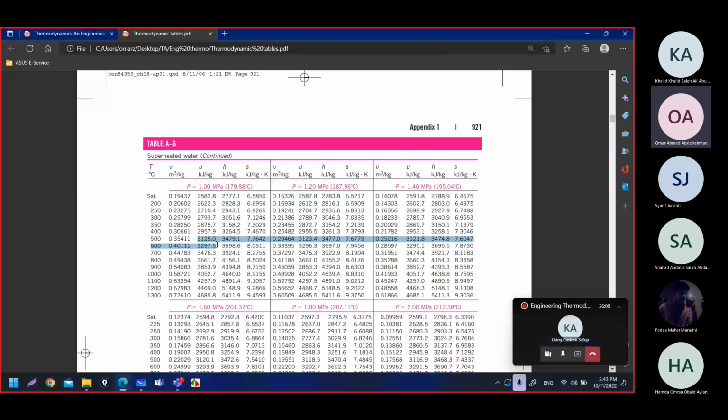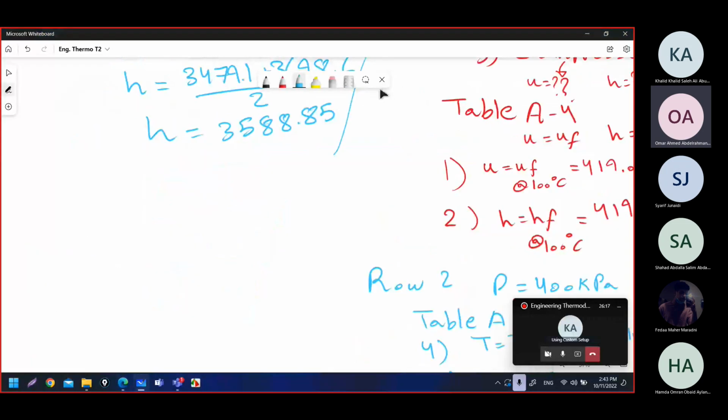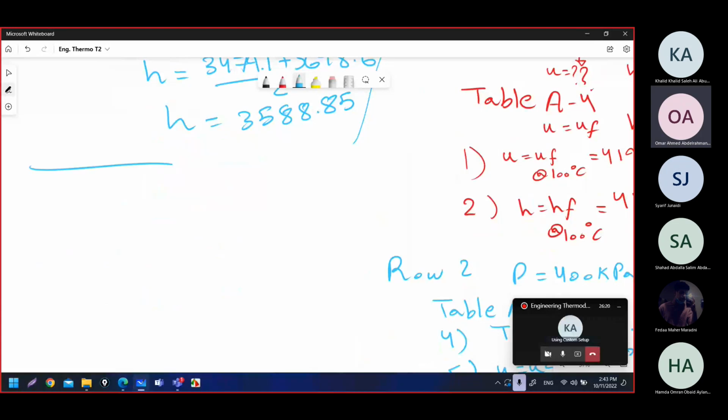Of course, in the exam or in the quiz, you cannot see this. It is not clear. So what we will do is interpolation. Let's do the interpolation. I will make the table: I'll write the table T, U, and H.